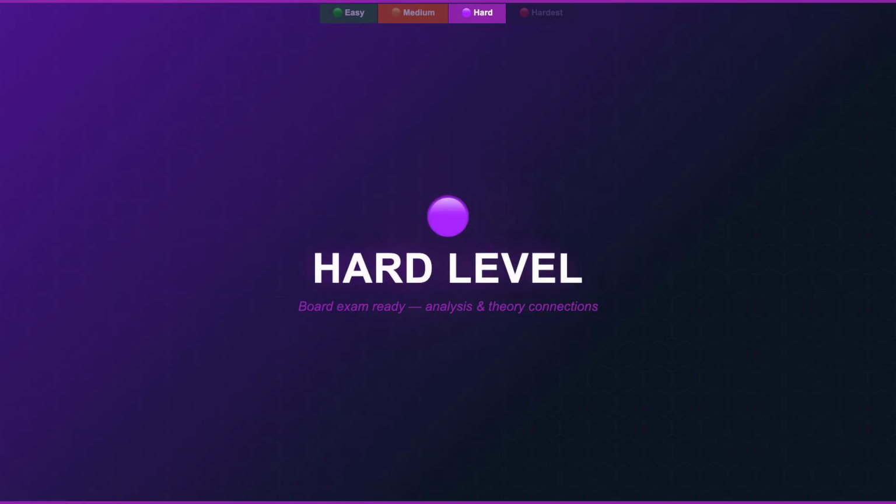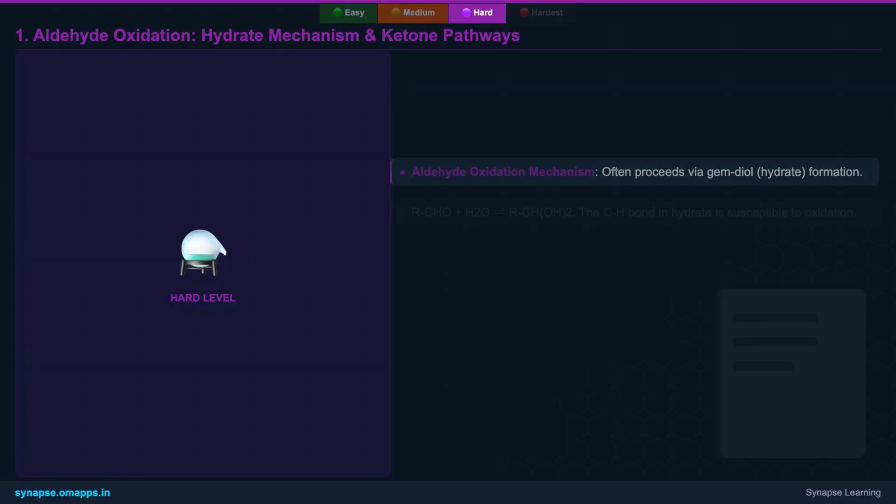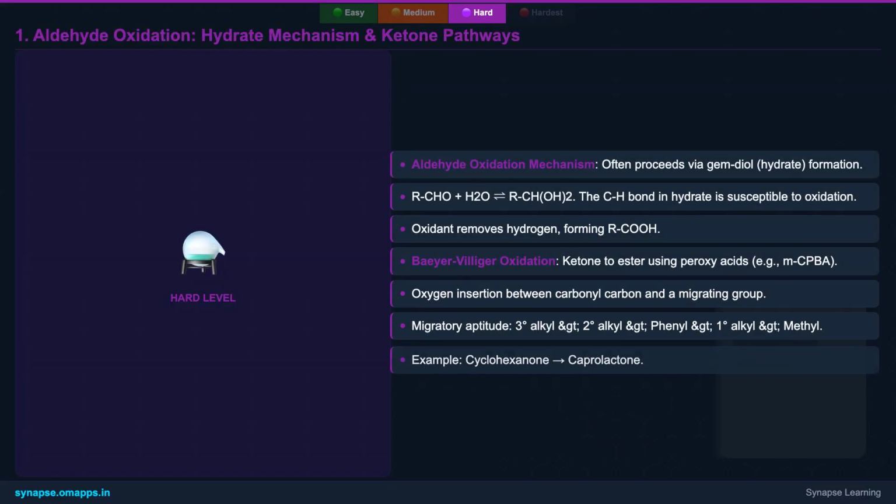We are going to explore detailed mechanisms and more specialized oxidation reactions. The oxidation of aldehydes isn't just a simple hydrogen removal. It often involves forming a gem-diol or hydrate intermediate. This hydrate then makes the carbon atom sp3 hybridized, allowing that aldehydic hydrogen to be more easily abstracted. Think of it as a temporary detour that makes the oxidation process smoother.